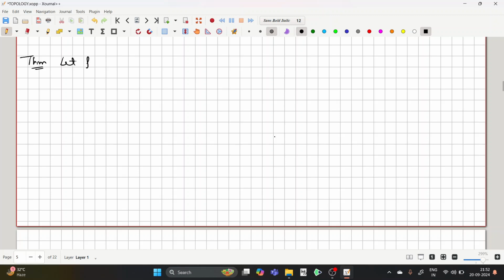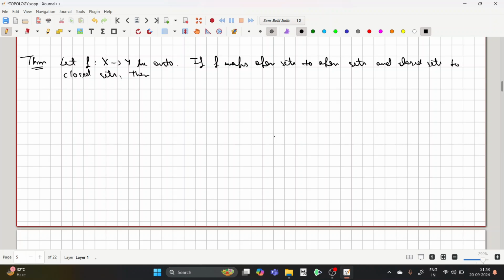let f from X to Y be onto. If f maps open sets to open sets, or closed sets to closed sets, either of them will do, then f is an identification map.